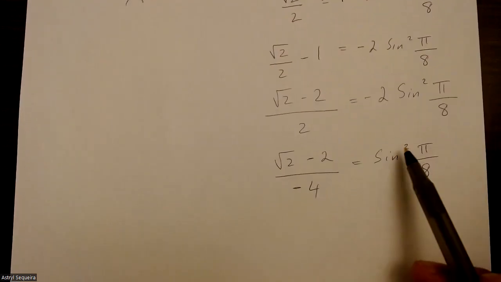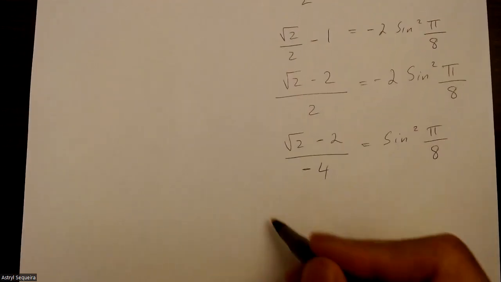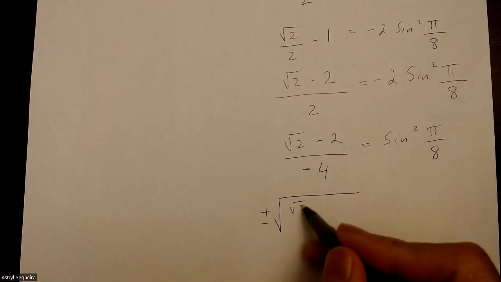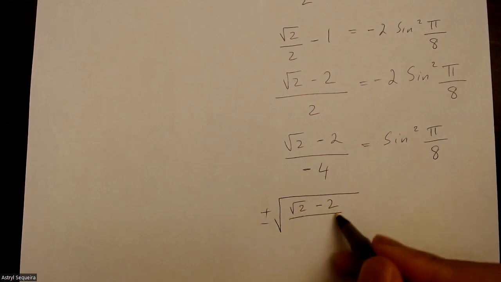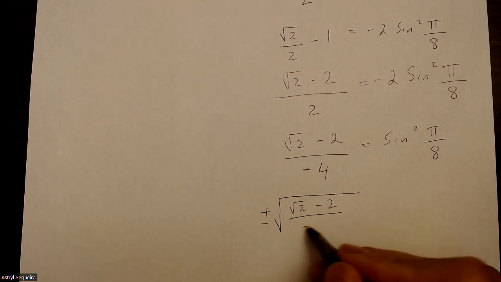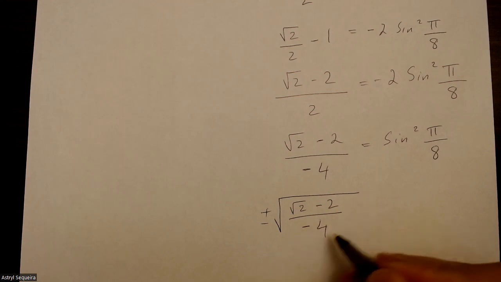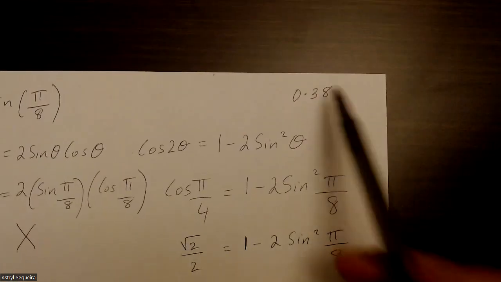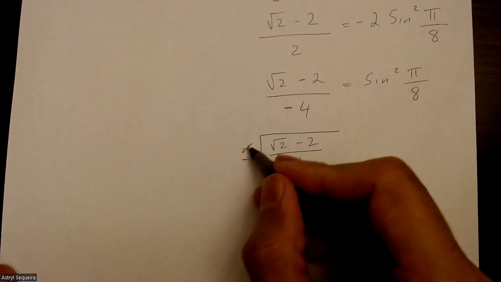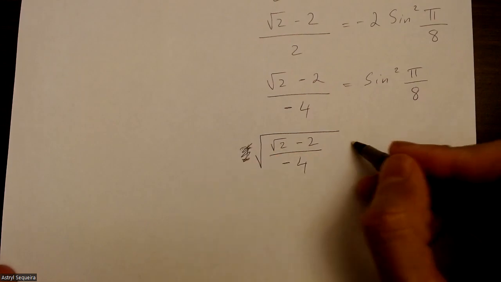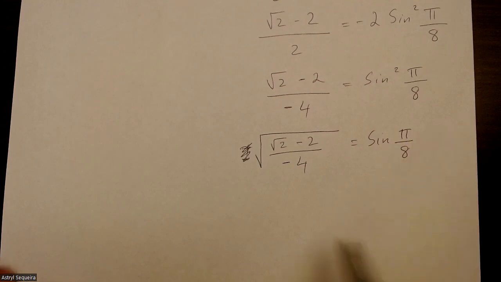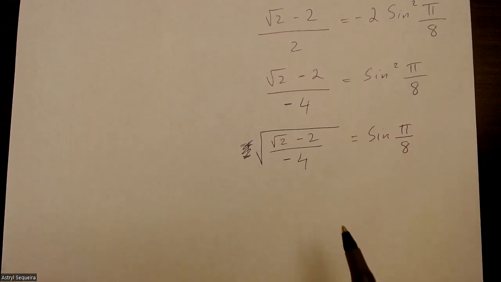And the final thing you want to do is just square root this. So plus or minus the square root of root 2 minus 2 over negative 4. I guess we don't need the plus or minus because we know our solution is only the positive one here. So we're just going to have the root of this equals sine of pi over 8. And this should be the exact value.